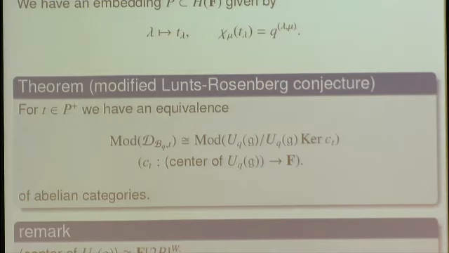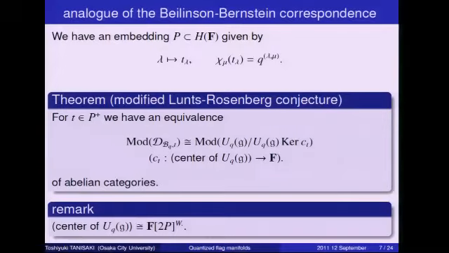In this case, the center of U_q(g) is isomorphic to the W-invariant elements, W being the Weyl group, in the group algebra. And this is an analog of the Beilinson-Bernstein correspondence. Originally, a version of this was conjectured by Lunts-Rosenberg, and I modified the definition of D_q and proved this theorem.